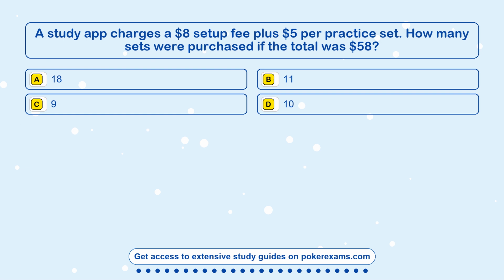Question 18. A study app charges a $8 setup fee plus $5 per practice set. How many sets were purchased if the total was $58? Option A 18. Option B 11. Option C 9. Option D 10.